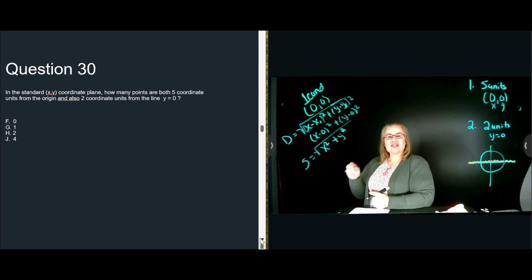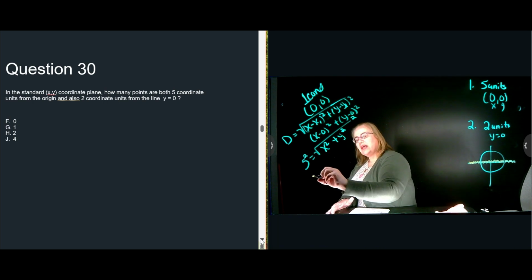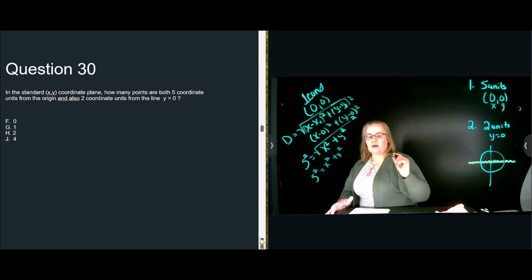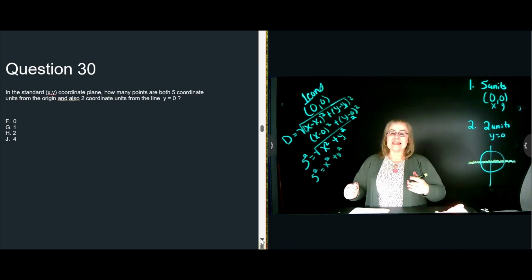Well, we want to get that square root symbol away. How do we move that square root symbol away? We have to square it. So we square this side and square this side. So I've got 5 squared equals x squared plus y squared. All right, so this is going to be my first condition.